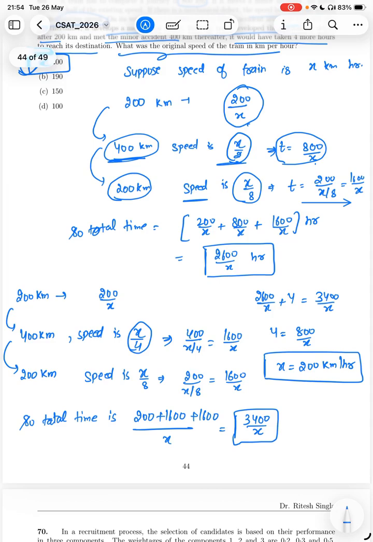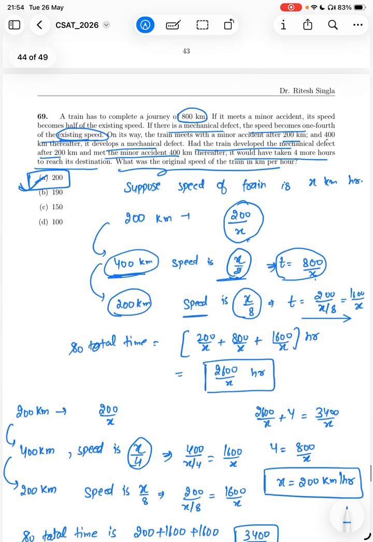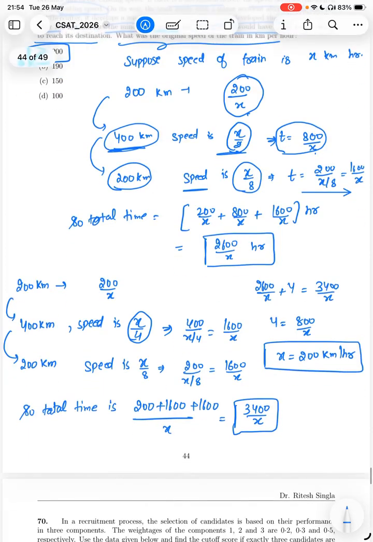Similarly, in the second scenario, first 200 kilometers going with x kilometer per hour, but then the train met with a technical failure first. So the speed is reduced to x upon 4 there itself. So the train travels with x upon 4 speed for 400 kilometers, which will take 1600 upon x time, and the last 200 kilometers it will travel with a speed of x upon 8. So the total time is 3400 upon x, and it is given that this is 4 hours more than the original time. So 2600 upon x plus 4 is equal to 3400 upon x. On solving, you get x is equal to 200 kilometer per hour.